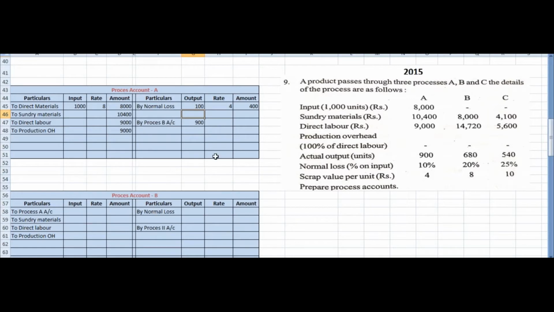Then you find the remaining, which is the rate of this one. So the entire solution for A is over. Now you check the input column total and output column total. Both sides are the same, 1000 on this side and 1000 on this side. In this question there is no abnormal gain or abnormal loss. So if it is a tally, it is very simple, no need to find the cost per unit.